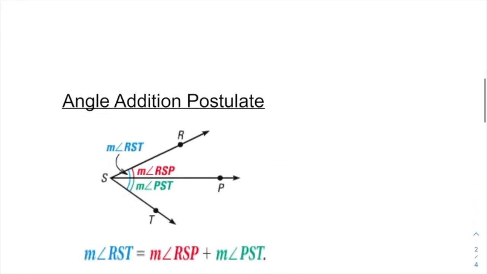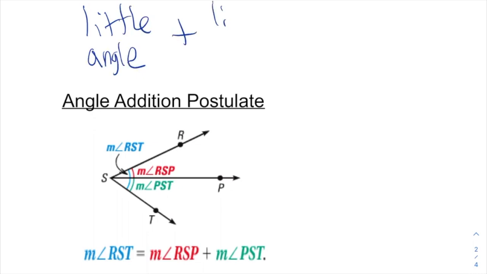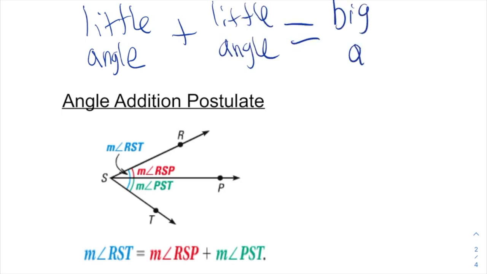So, angle addition postulate. The angle addition postulate is really, really similar to our segment addition postulate. The basic idea is you take your little angle and you add your other little angle, and it's going to equal your big angle.